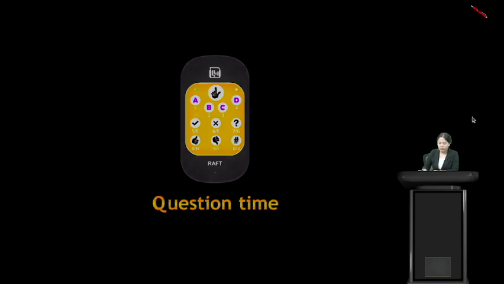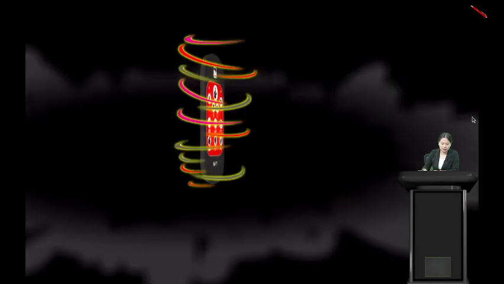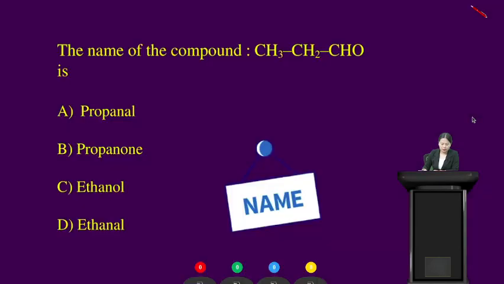We have another question. Please get your rough devices ready, students. The question is, the name of the compound CH3CH2CHO is which of the following? I'm giving you 15 seconds for this question. Your time starts now. The name of the compound CH3CH2CHO is which of the following?